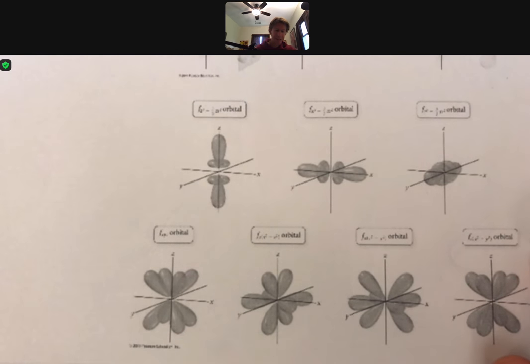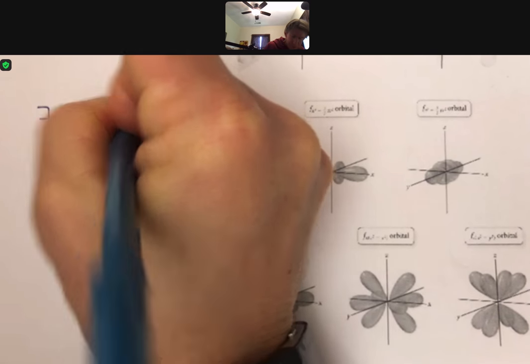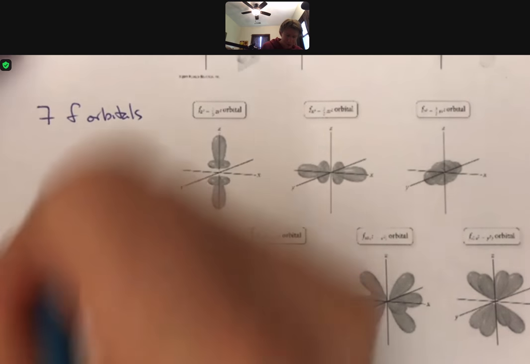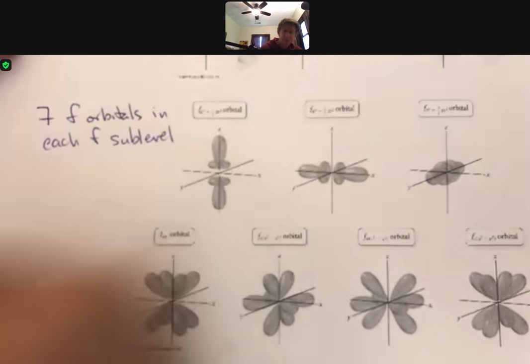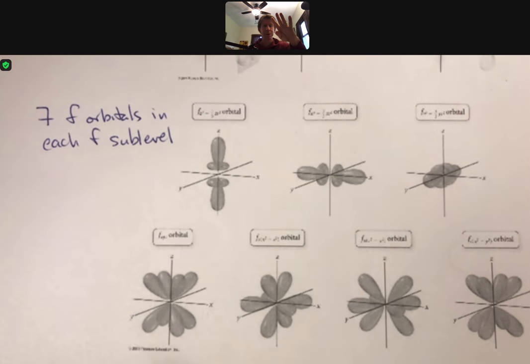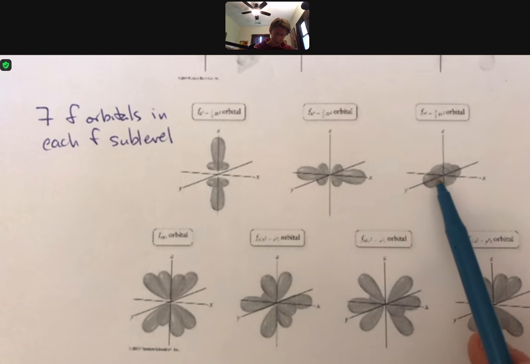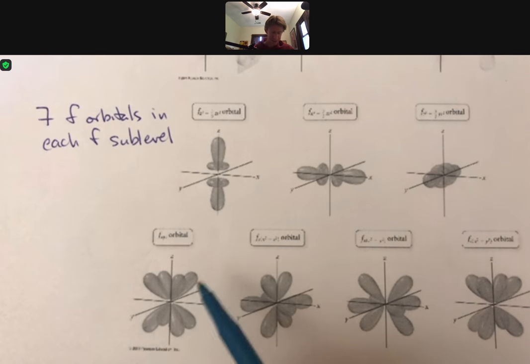And then these came out a little better in this picture. These are the seven f orbitals in each f sublevel. And they hold 14 electrons, so please write that down. And again, typically, they have eight pieces. And so we've gone from one to two to four to eight pieces, getting more complex in shape. And while these do not have eight pieces, they do have a couple donuts. They are what I would call similarly complex to the eight pieces here.